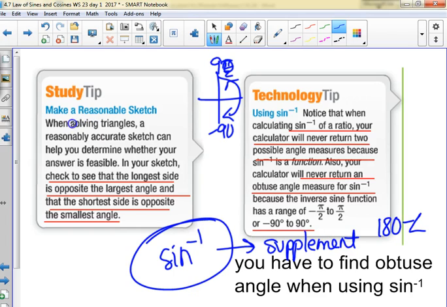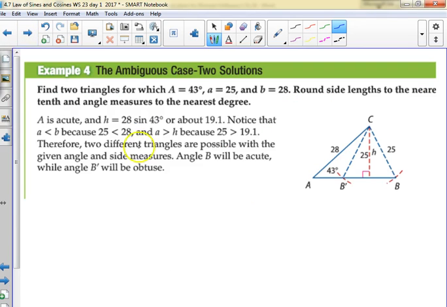All right, one more thing. On this slide, it talks about how, in order to make sure that your triangle makes sense, when you're all done, check to see that the longest side is opposite the largest angle and the shortest side is opposite the smallest angle. Remember that from geometry? Okay, so I'm going to do this one and you're just going to watch.